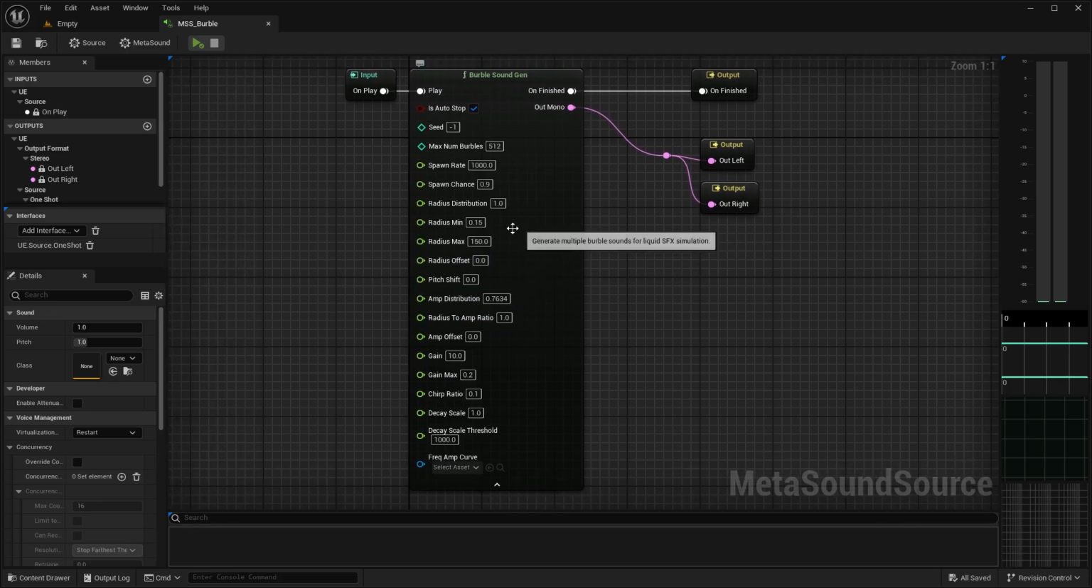This node can simulate thousands of bubbles per second with extremely low CPU and memory costs. It will also sample their physical parameters based on power law distributions. With this node, you can create realistic liquid sounds for different kinds of interactions. Okay, that's a lot of talking. Let's start playing with it with default settings.